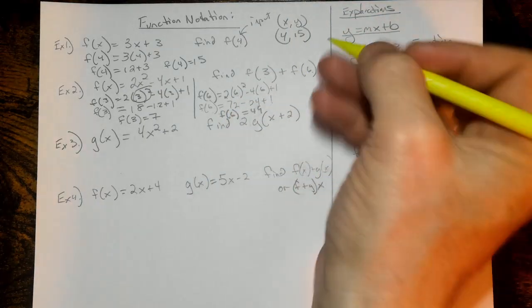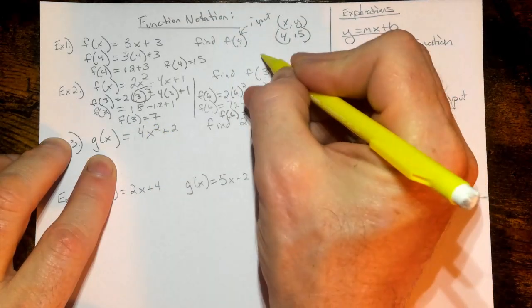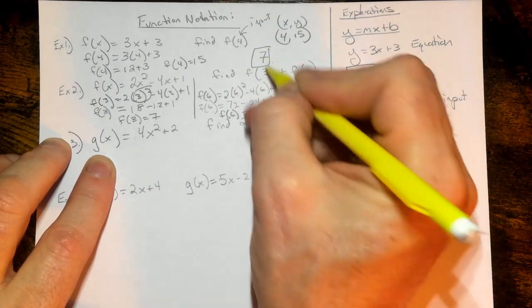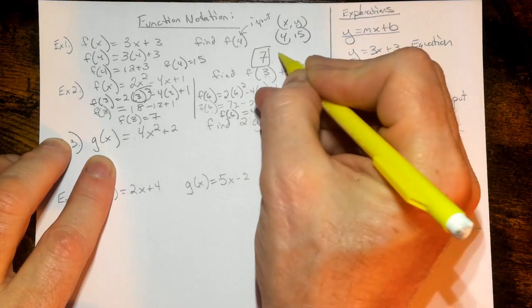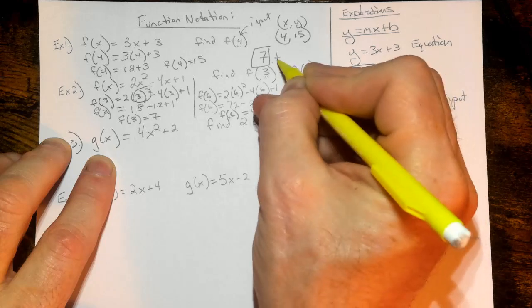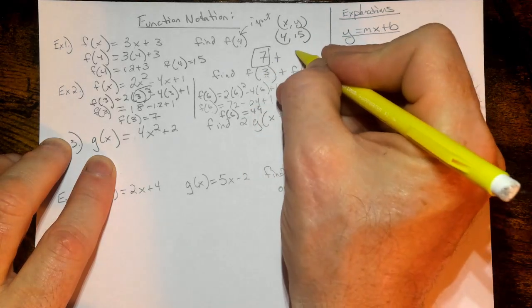So that means when I go back, I take f of 3, my output is 7, right? So this is the output I got when I plugged in 3. So I want to find the output when I plug in 3, but then I want to add it to the output I get when I plugged in 6.